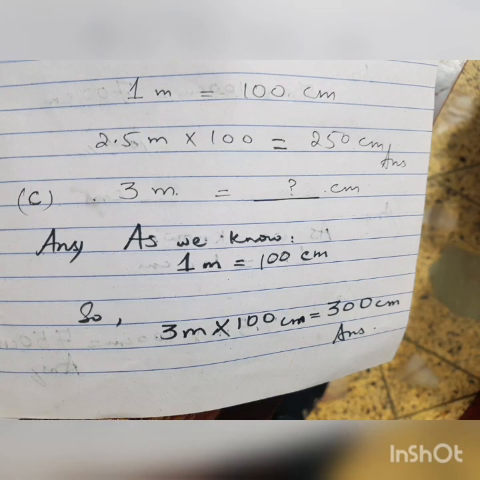The next question, part C, I gave you in the homework. You must have done it, please tally your answer. 3 meter is equal to question mark centimeter. As we know, 1 meter is equal to 100 centimeter. So 3 meter multiplied by 100 centimeter is equal to 300 centimeter. So it is the answer of C part.